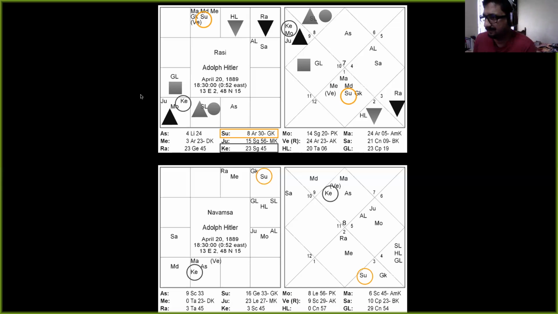And let's see. Now I want to highlight one fact. What is the Mooltrikon Rashi of Mars? Mooltrikon Aries. So actually it is also within Ashwini Nakshatra. And he has his Sun there in Aries. And you can also consider the invisible influence of Mars being active for Hitler.